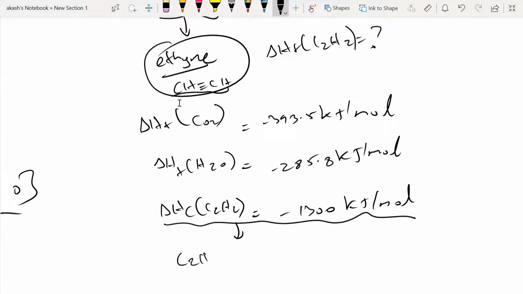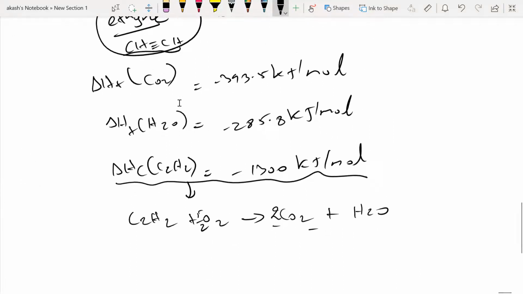We already know C2H2 is going to combine with oxygen to form carbon dioxide and water. So we have 2 carbons and 2 hydrogens only, no issues. Now directly we can go for this. How many oxygens are there? Totally 4 plus 1, 5. So here I have to put 5 by 2 O2. That's it. This is the balanced equation. Now we know the enthalpy value for this reaction, delta HR. Minus 1,300 kilojoules per mole is given to us.